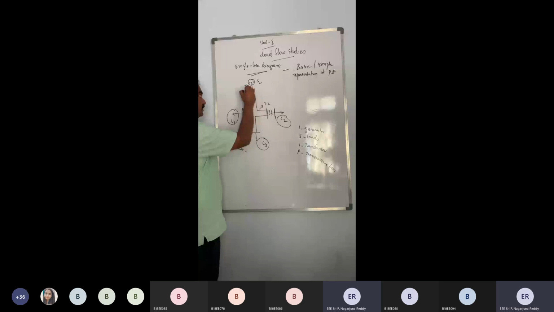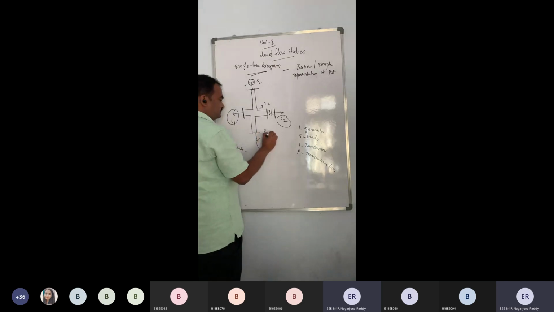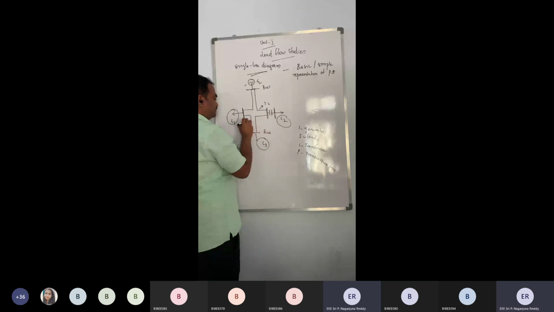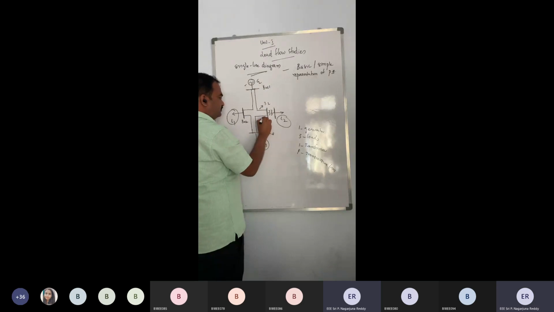This is also a node. This is also a node. In electrical circuits, we call these points nodes. But in power systems, we call these a bus. This is bus number 1, bus number 2, bus number 3, bus number 4, bus number 5.